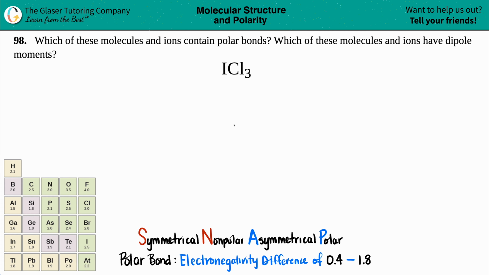98. Which of these molecules and ions contain polar bonds, and which of these molecules and ions have a dipole moment? And then we have ICl3. So does ICl3 have polar bonds? Does it have nonpolar bonds? Does it have ionic bonds?